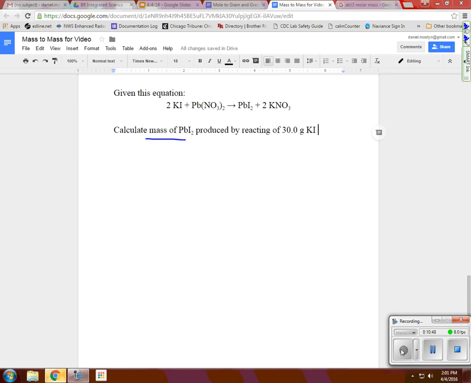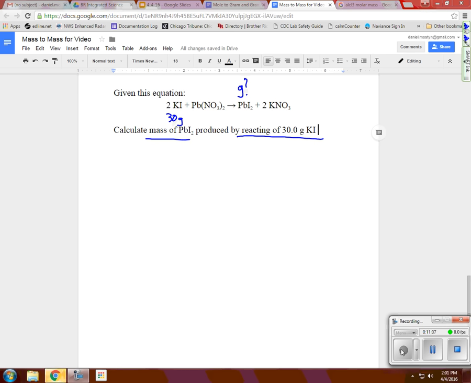All right, so I want to find the mass of PbI2, so that's grams of PbI2 is what we're looking for, by reacting 30 grams of KI, potassium iodide. So we have 30 grams of this stuff. Our equation's already balanced for us. Woohoo! We don't have to do that.